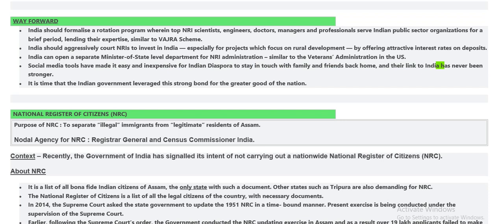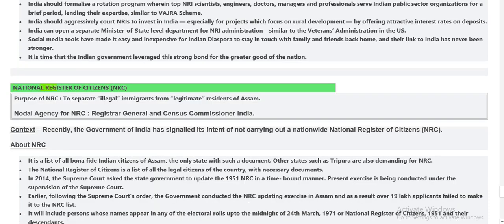India can open a separate Ministry of State-level department for NRI administration, similar to the Veterans Administration in the US. Social media tools have made it easy and inexpensive for the Indian diaspora to stay in touch with family and friends back home, and their link to India has never been stronger. It is time that the Indian government leveraged this strong bond for the greater good of the nation.